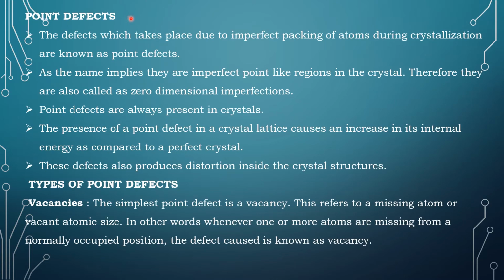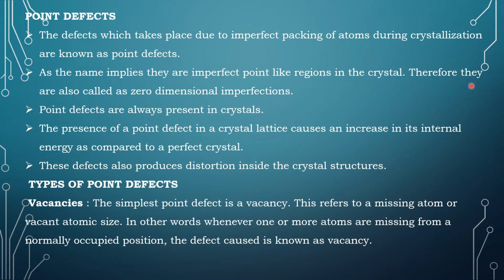Now the first one is point defect. Now this defect, which takes place due to imperfect packing of atoms during crystallization, is known as point defects. So as the name implies, they are imperfect point-like regions in the crystal. Now this point defect is also called zero-dimensional imperfection. Now, the point defects are always present in crystals. Most usually they are found in the crystals.